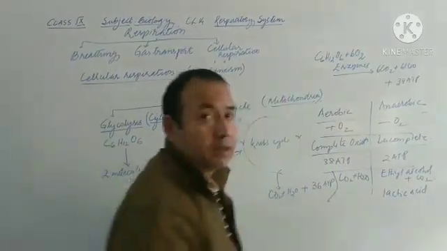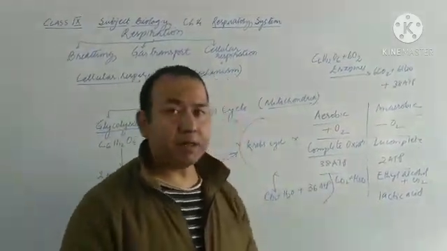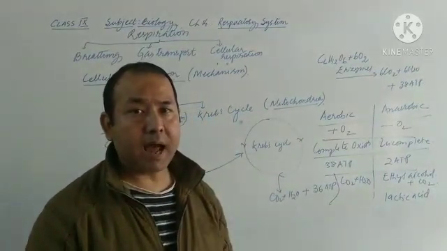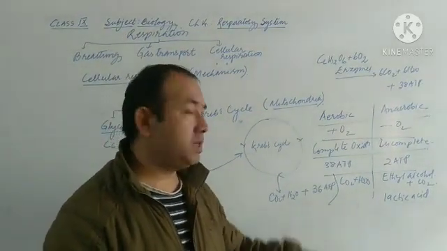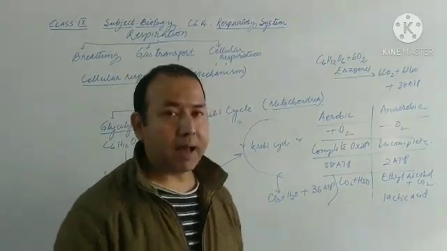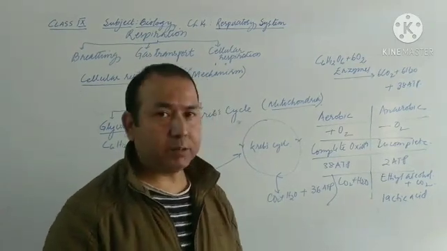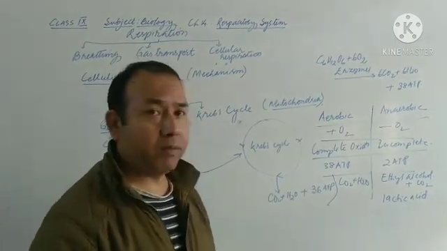Okay, lactic acid is produced in the case of animals. So this is the main difference between anaerobic respiration in plants and animals. In plants, ethyl alcohol and carbon dioxide are produced as the end products, whereas in the case of an animal cell, lactic acid is produced. Now, how this lactic acid is produced in animals, that we need to understand.